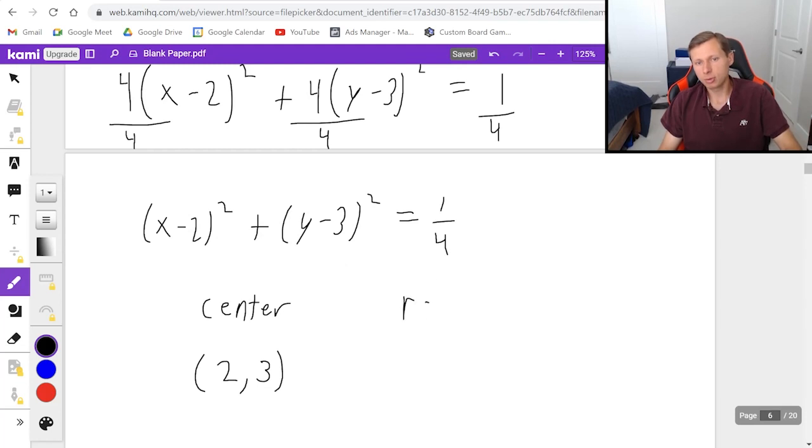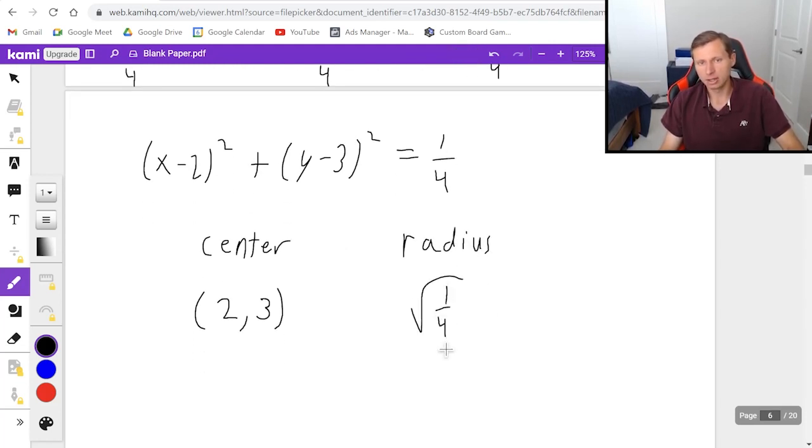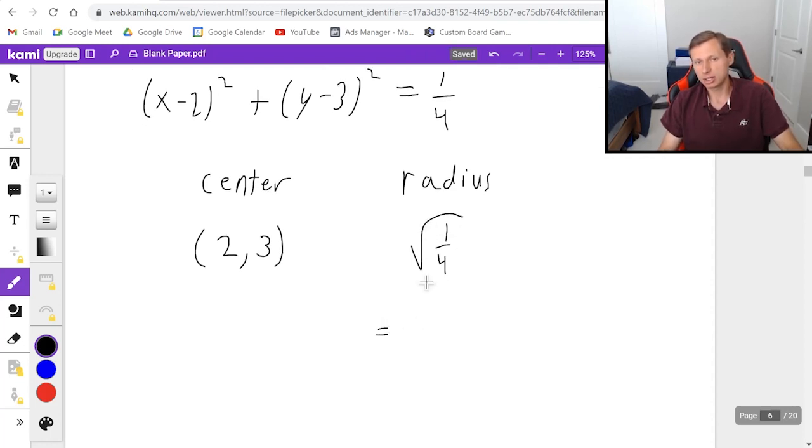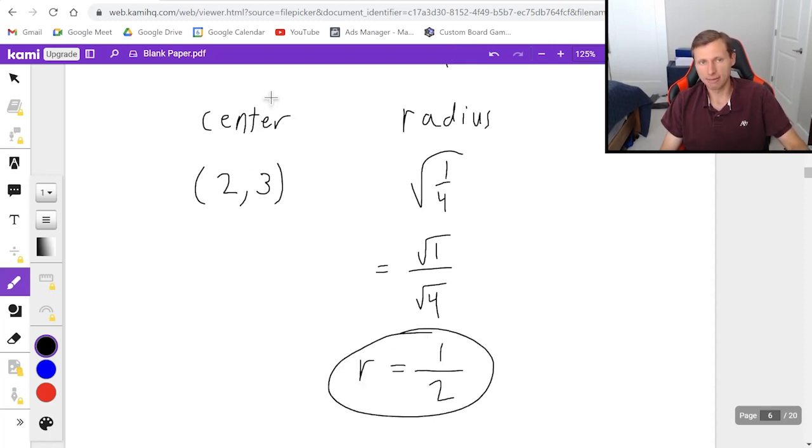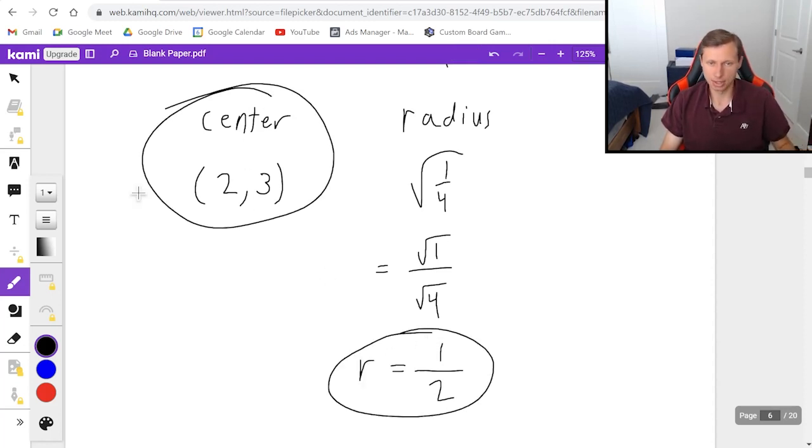Now for the radius, we need to find the square root of 1/4. Now a lot of people have trouble with this. I'm going to tell you the secret. The secret is realizing that the square root of 1/4 is the same thing as the square root of 1 divided by the square root of 4. And because of that, we know the square root of 1 is 1, and the square root of 4 is 2. So the radius r is 1/2. And the center is at 2, 3.